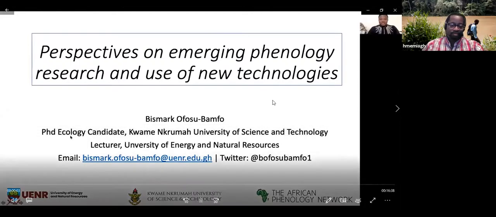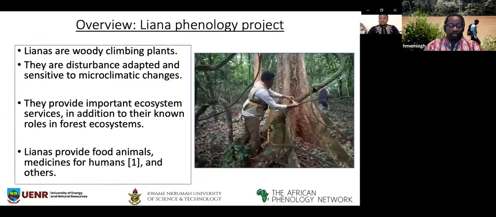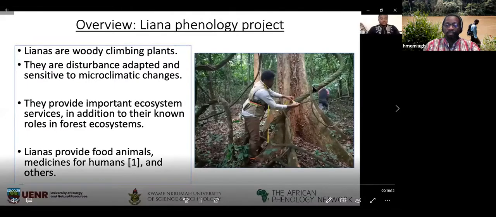Everyone, I'm happy to present to you on perspectives on emerging phenology, research and use of new technologies based on my PhD work on liana phenology in Ghana. Lianas, pictured here in contrast to trees, are woody climbing plants. They are unable to support themselves structurally, and so they depend on trees to reach the canopy.